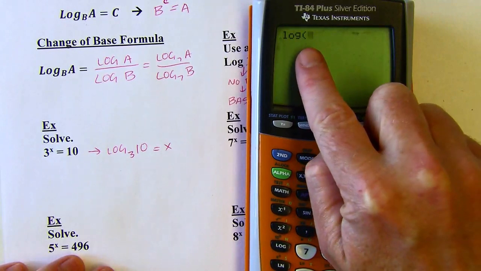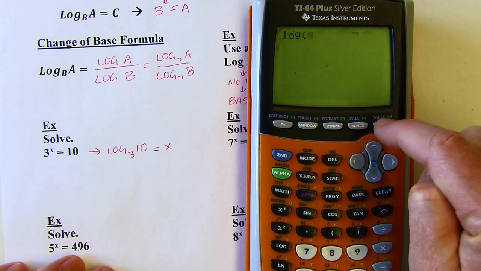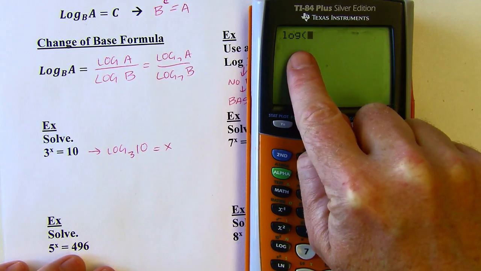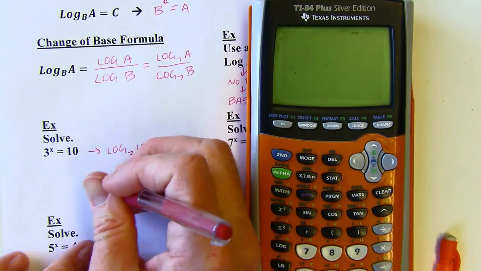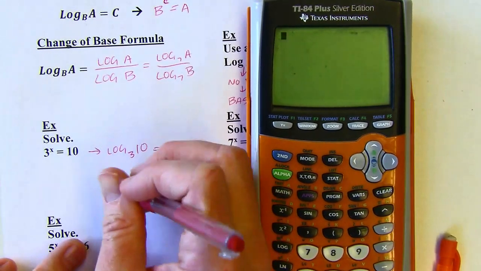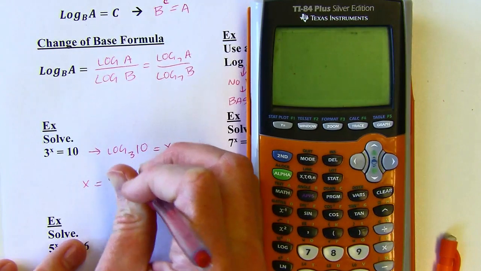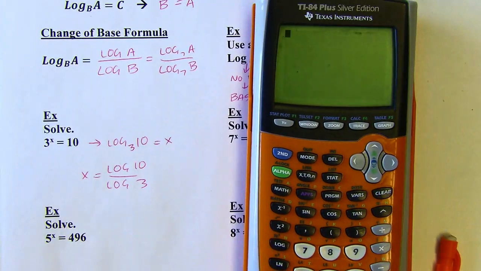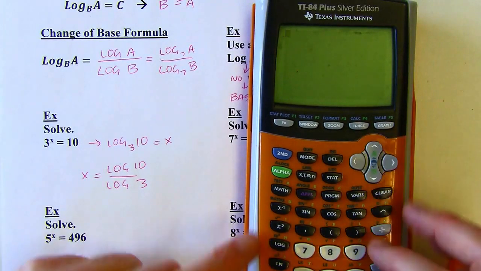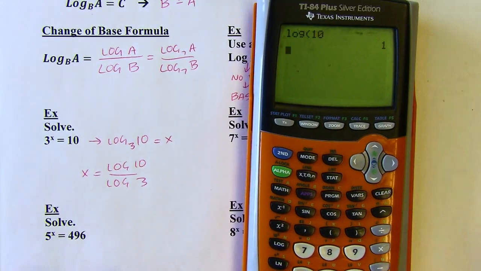some calculators might give you a place where you can type in the base, but mine doesn't do that, okay? So that means I'm stuck with base 10, okay? And that's where the change of base formula is going to come in. So I'm going to rewrite this. X is going to equal then log of 10 over log of 3. And so now this is in base 10, and I can type it in my calculator, okay? So let's see, log of 10, we already did this one, that's 1, right?